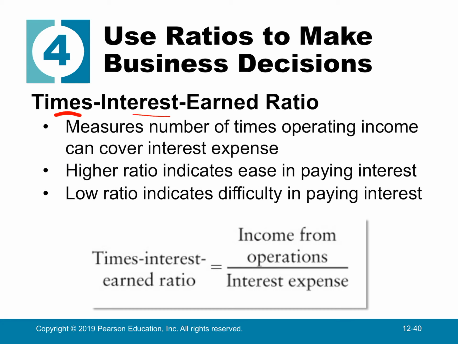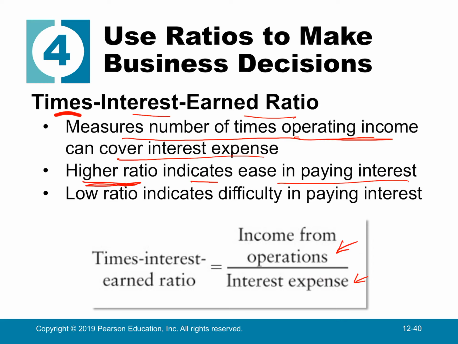Then we can calculate the times interest earned ratio. This is going to take your income from operations and divide it by your interest expense for a period, right? So it measures the number of times that the operating income covers your interest expense. Obviously, a higher ratio is going to indicate that it's easy to pay the interest that comes due. A low ratio represents difficulty in paying interest.